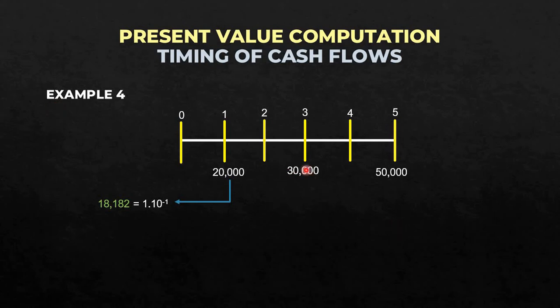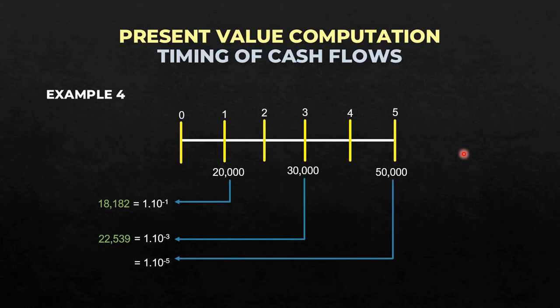Then, yung 30,000 pesos natin na second cash flow in the future, para ma-receive to, dadaan muna ang tatlong compounding periods. Kaya ang ating exponent is 1.10 raised to negative 3. At ang sagot dyan, kapag minultiply yan sa 30,000 pesos, is 22,539 pesos. And lastly, yung ating last cash flow, which is the 50,000 pesos, dadaan ang limang compounding periods bago natin ma-receive to. Kaya ang ating exponent will be negative 5. So, 50,000 multiplied by 1.10 raised to negative 5 is equals to 31,046 pesos.